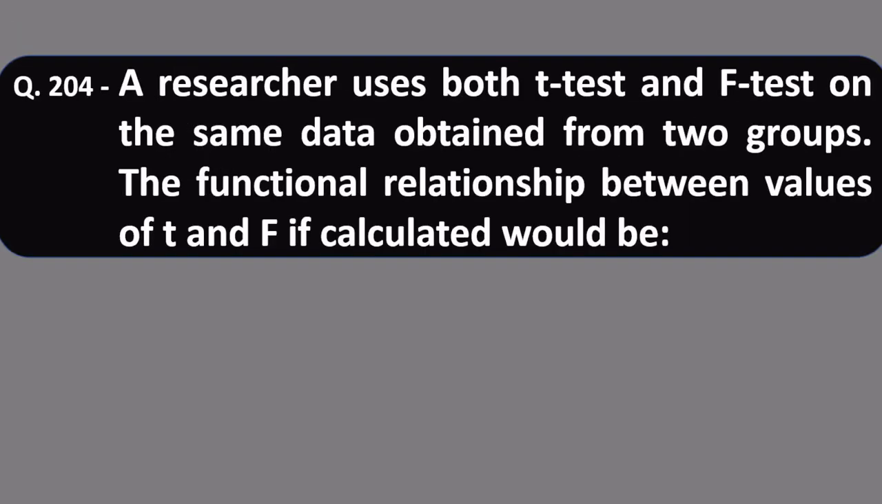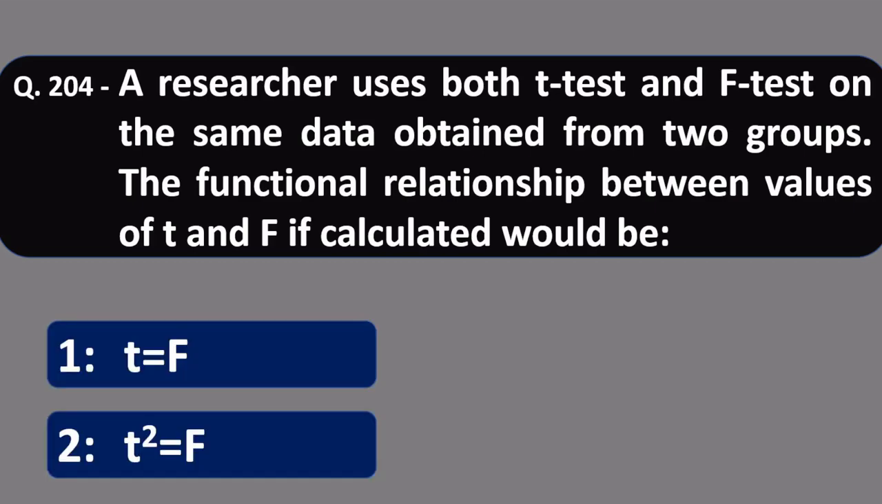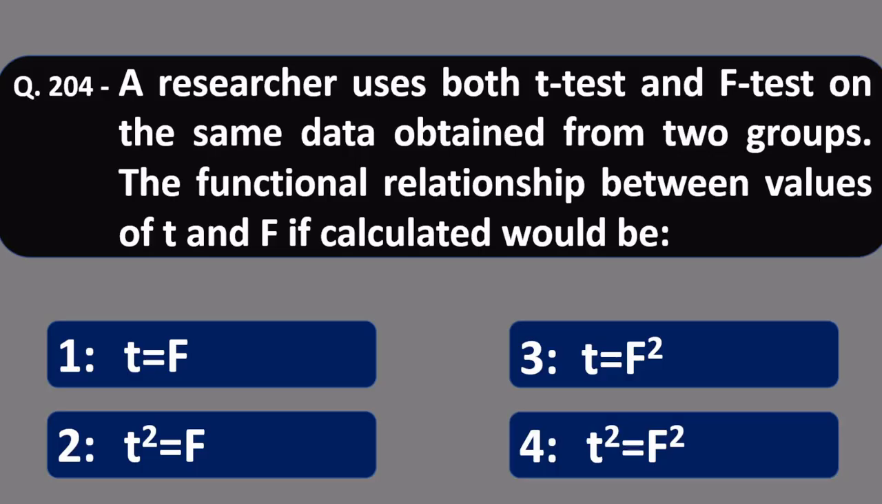Question 204. A researcher uses both t-test and f-test on the same data obtained from two groups. The functional relationship between values of t and f, if calculated, would be. The options are: number 1, t equals f; number 2, t square equals f; number 3, t equals f square; number 4, t square equals f square.